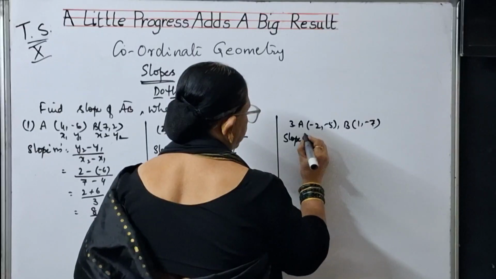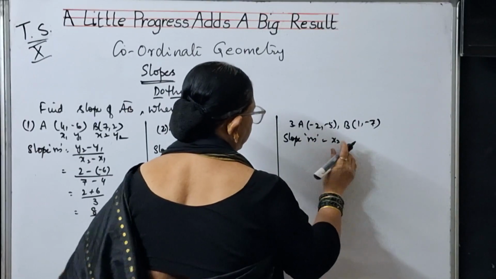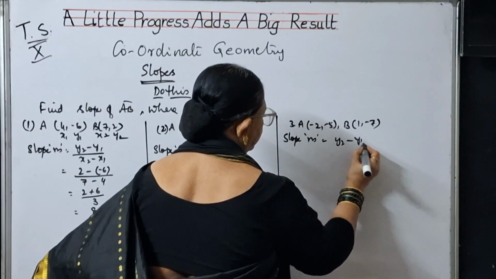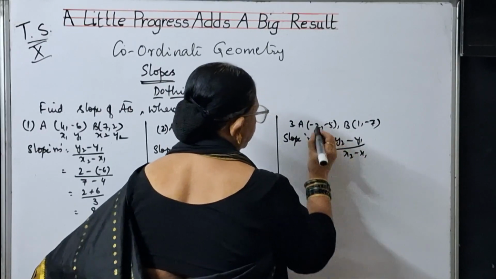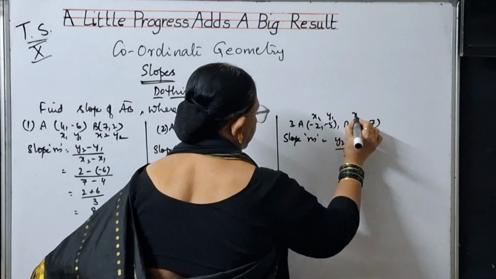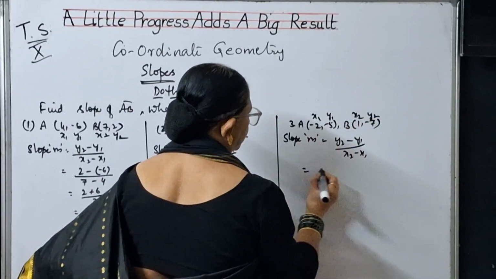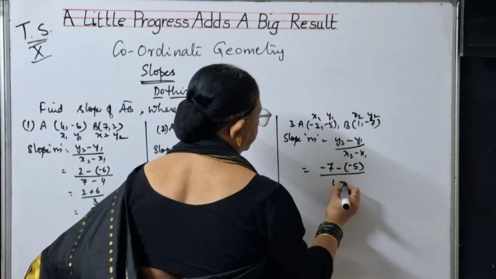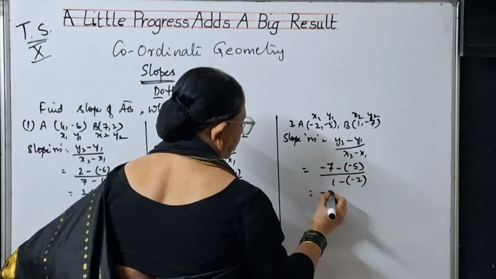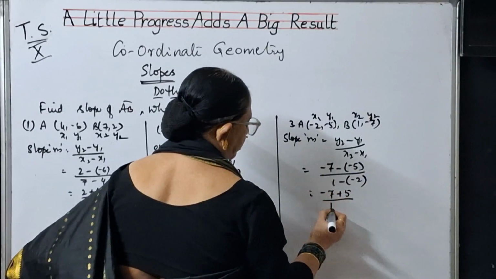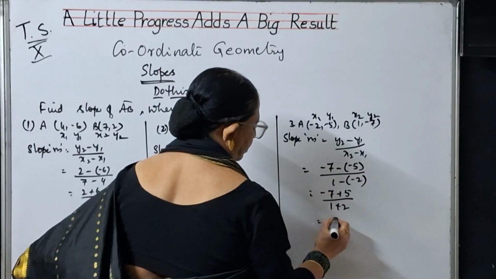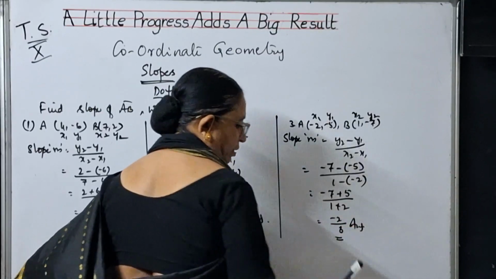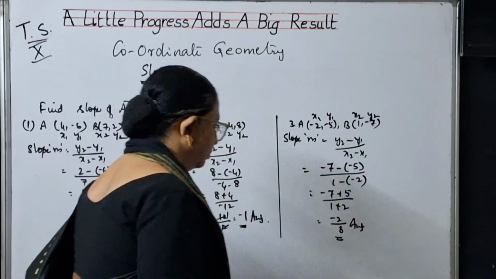Slope M is equal to y2 minus y1 by x2 minus x1. This is x1, y1, x2, y2. So minus 7 minus y1 minus 5 by x2 1 minus 2. Minus 7 plus 5 by 1 plus 2. That is minus 2 by 3. This is the answer for this bit, children. Please note it down.